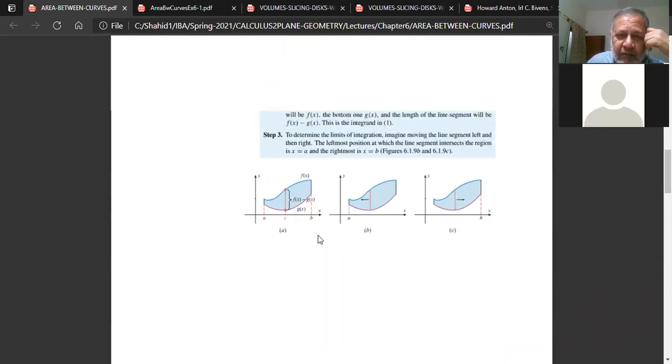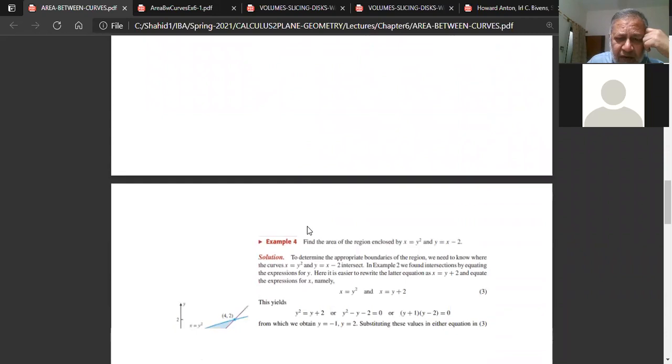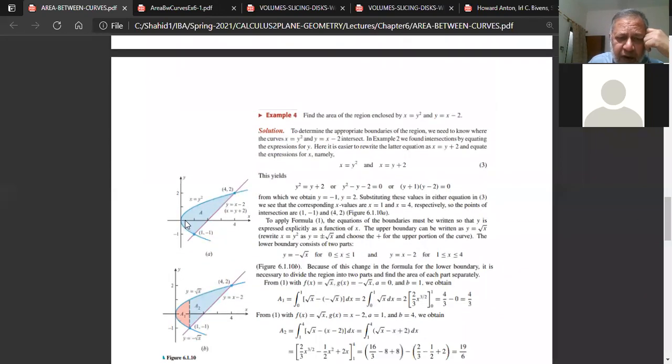Of course, in some cases the two curves given will not intersect, in which case we will have to be given the boundaries of x, from where to where it is varying. But when the curves are intersecting and you have to find the area between them, like in this next example, we have to find the area enclosed between the curves x is equal to y square and y is equal to x minus 2. Y is equal to x minus 2 is a straight line, whereas x is equal to y square is a parabola of a different type, which is opening rightward.